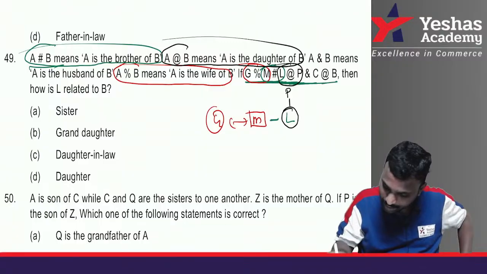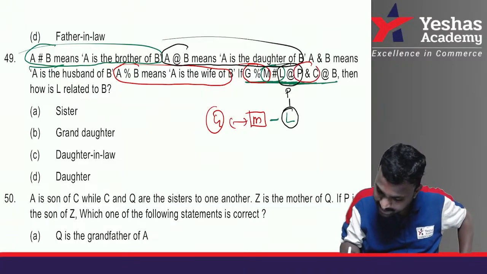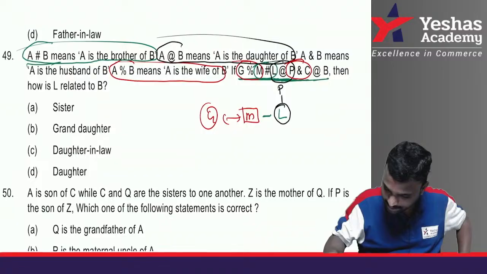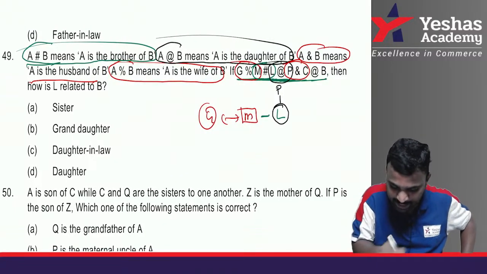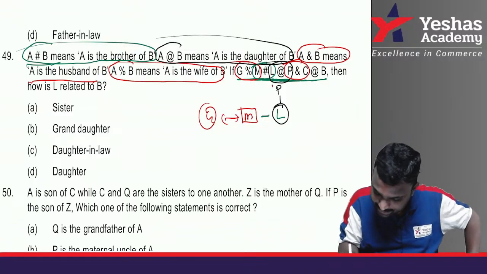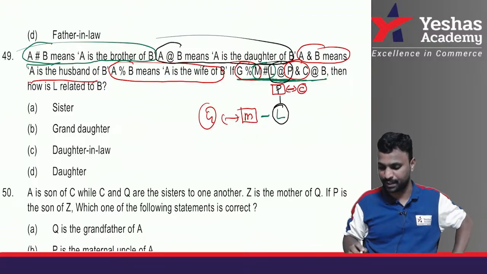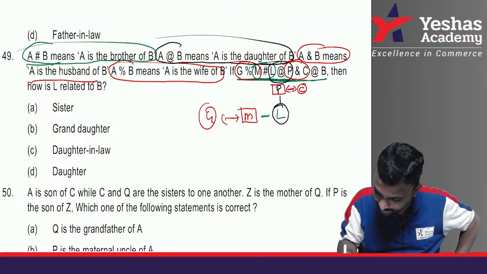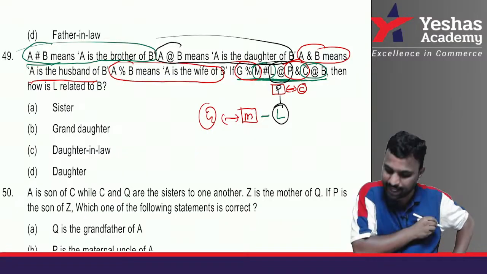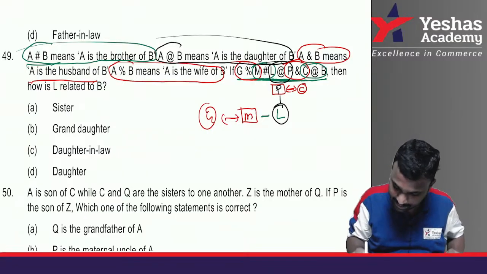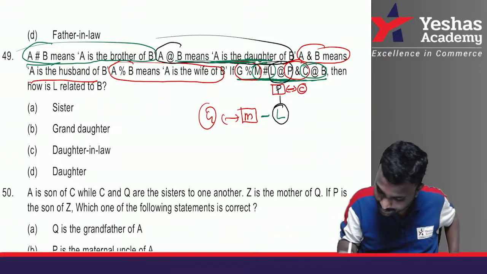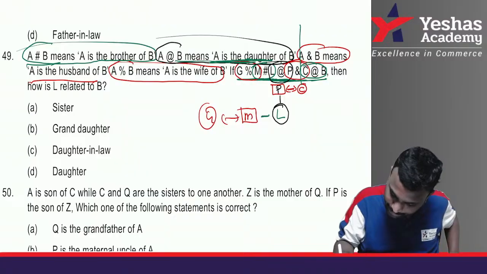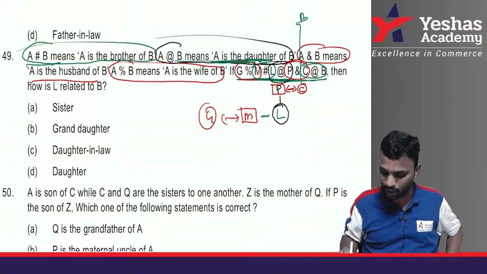What next? P ampersand C. Where is ampersand? Over here. A ampersand B means A is husband of B. That means P is husband of C. That means C is a wife, P is the husband. The final statement, final two people are C at the rate B. Where do you have at the rate? At the rate is over here. At the rate means first person is a daughter of second person. That means C is a daughter of B. That means B should be above.